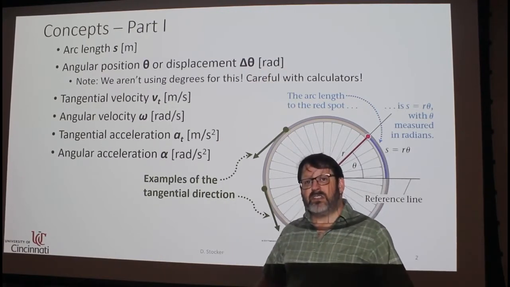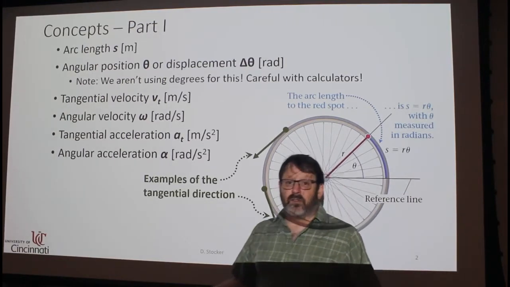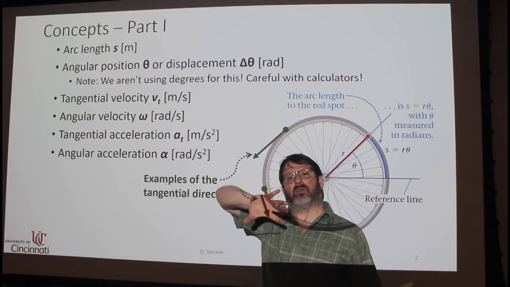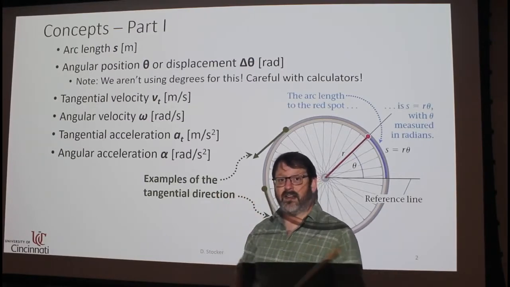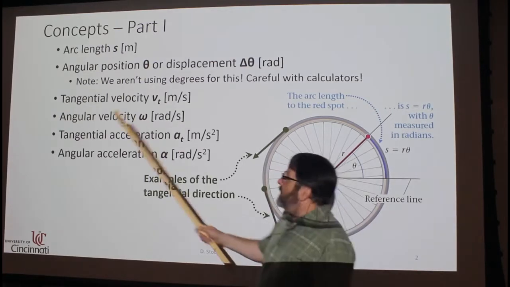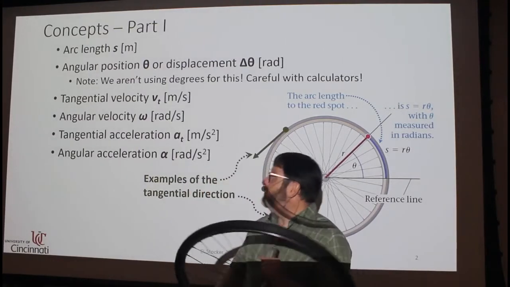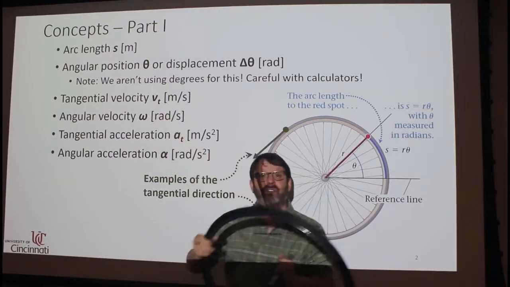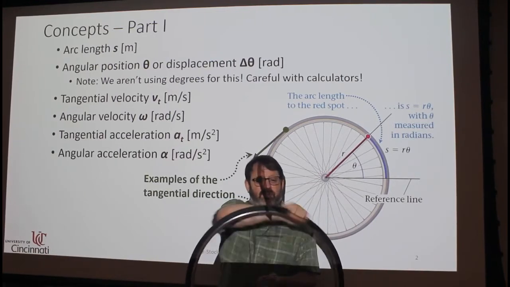We've been using degrees for our angles up until now, and we'll still use degrees for some things, but when we're talking about rotational motion and solving for how things are rotating, we're going to use radians because it makes the math a lot easier. Tangential velocity. So we'll use a V sub t for that. It's also in meters per second, just like every other velocity we've learned about.